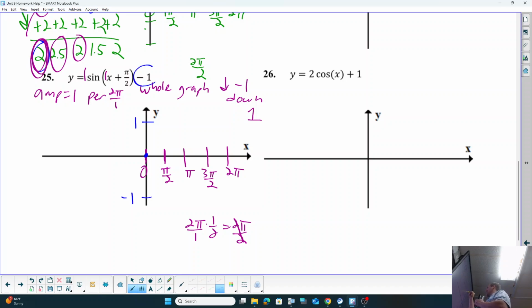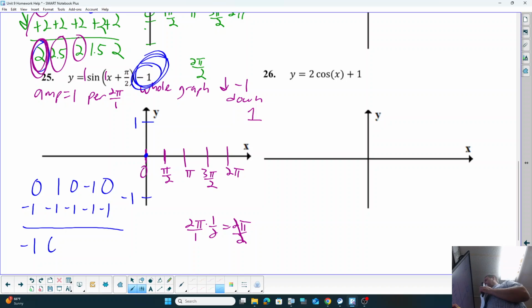Wait, we're going to shift it. The whole thing down 1. So 0, 1, 0, negative 1, 0. We're going to minus 1. We're going to shift the whole thing down 1. So that's going to be negative 1, 0, negative 1, negative 2. 0 minus 1 is negative 1. Cool.